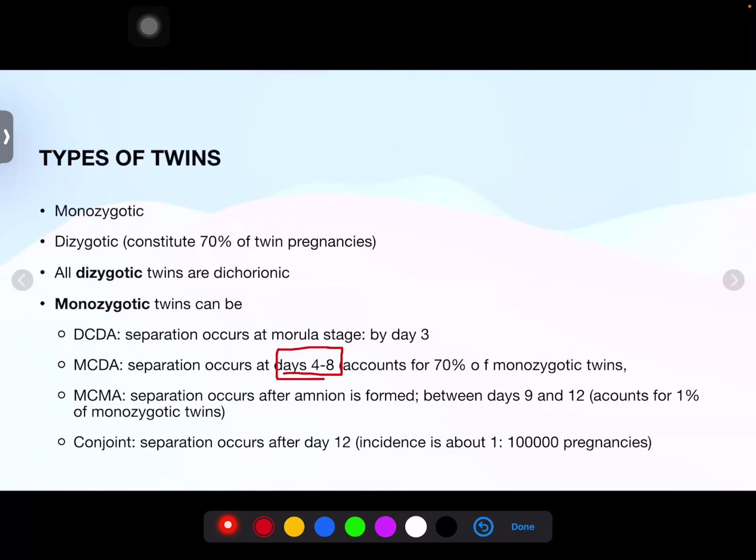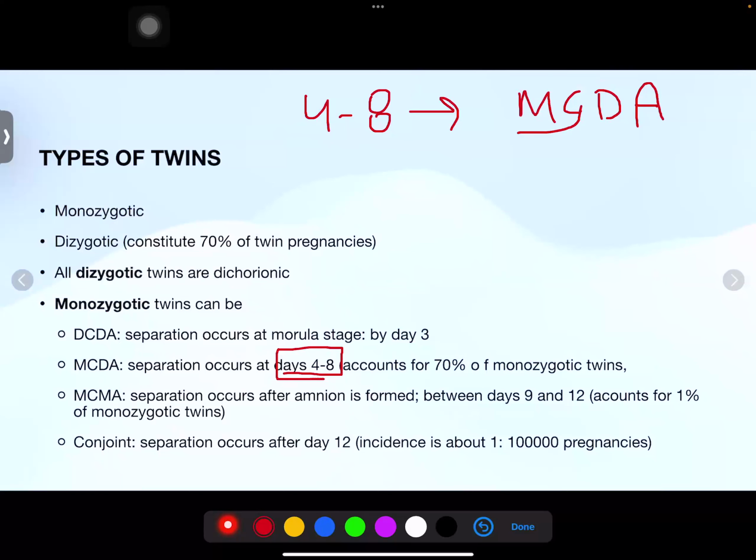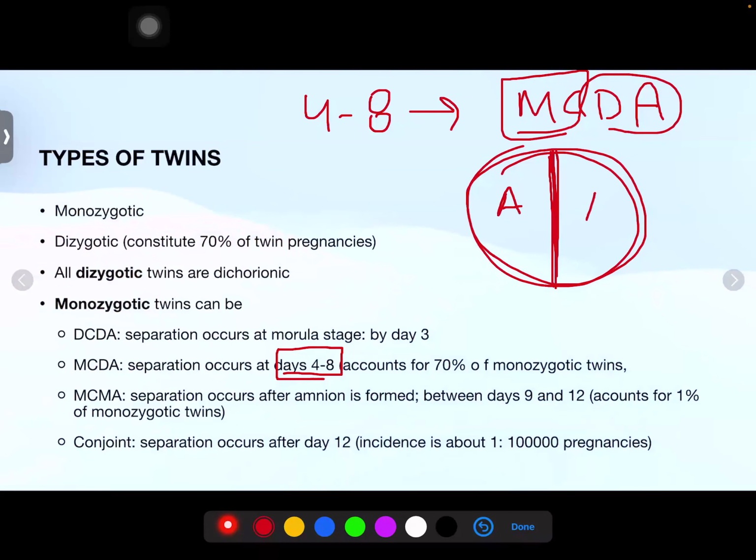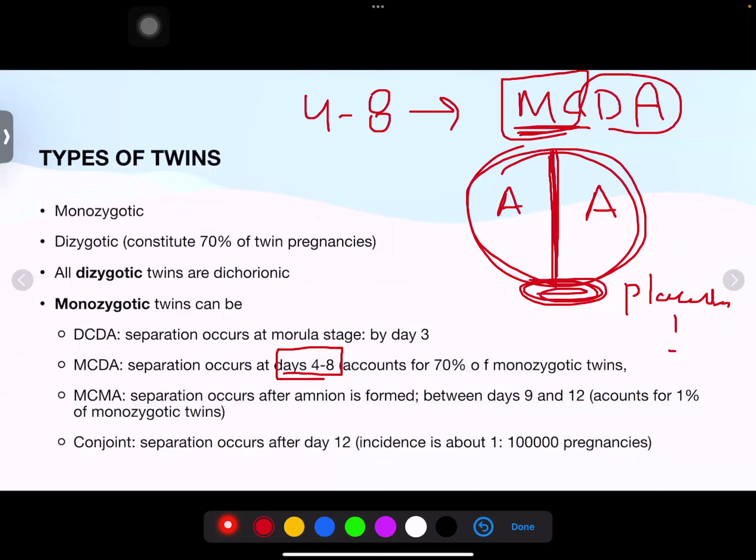After 3 days, day 4 to 8, it would be called monochorionic diamniotic. Monochorionic, because the chorion has already formed. So only one chorion would be there, and diamniotic. The partition would be 2, the amniotic cavity would be 2, but the chorion would be single. The placenta would be 1. So placenta or chorion would be 1 and amnion would be 2.